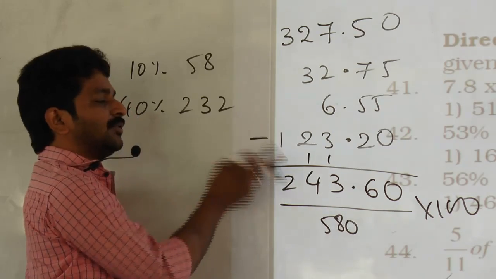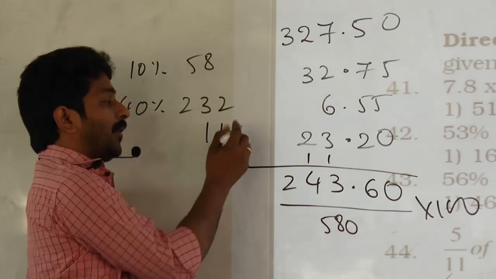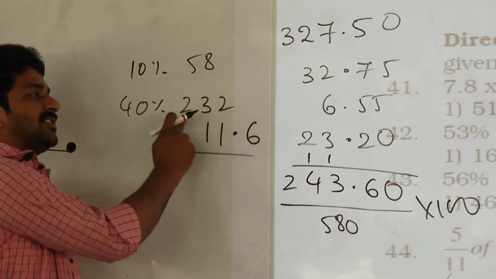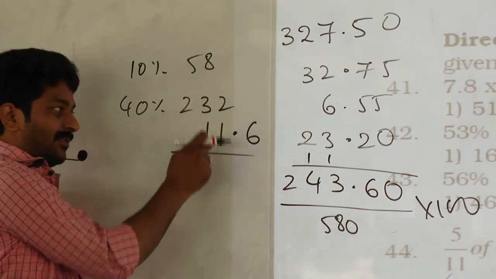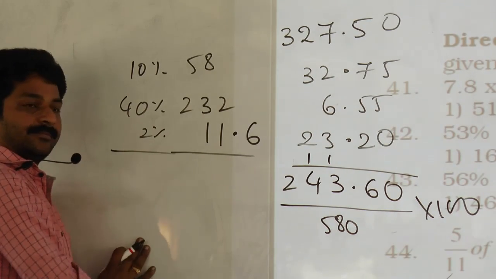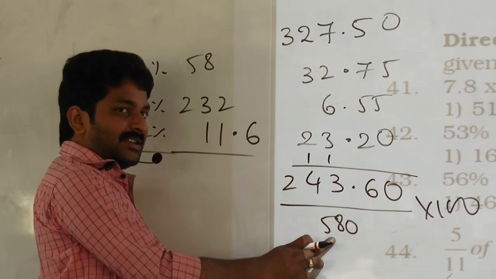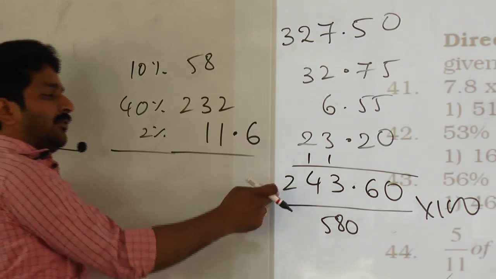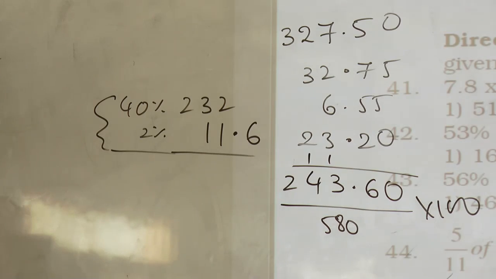This is how much more than 232? 11.6. And 10% of this number is 23.2. 5% of this number is 11.6. 5% of this number is 2%. Or else 1% of denominator is 5.8. 2% is 11.6. When you add these two numbers, then you will get 243.6. So answer is 42%.